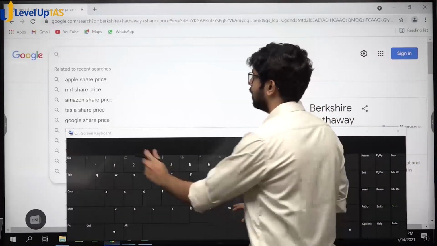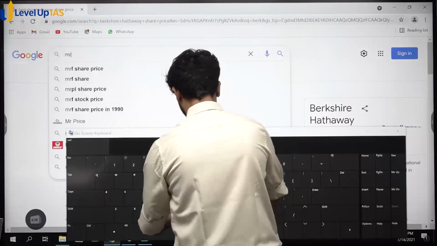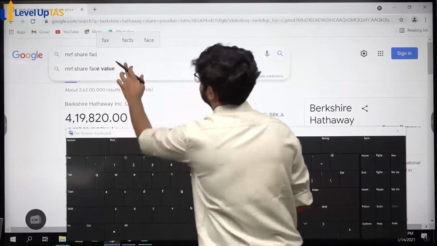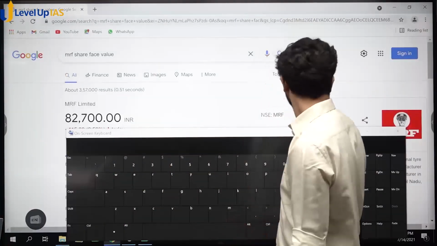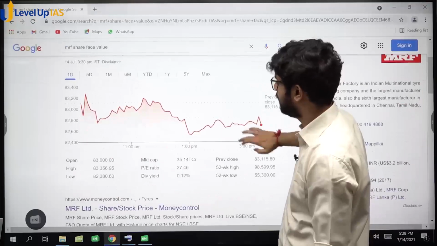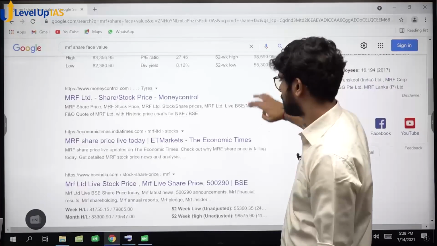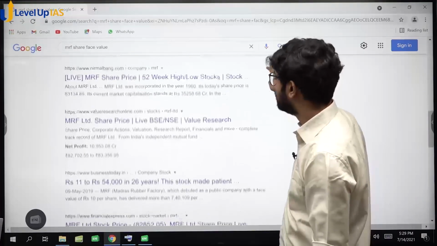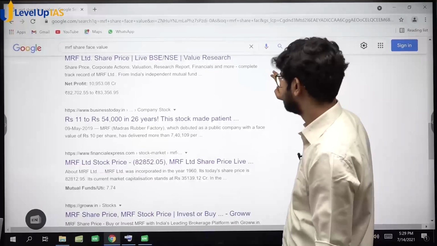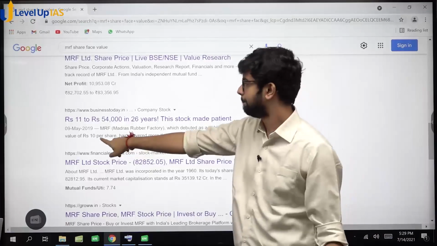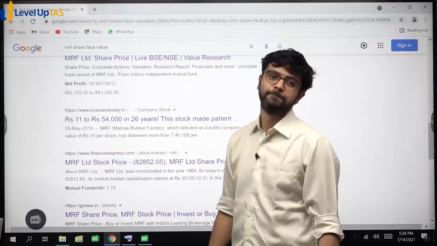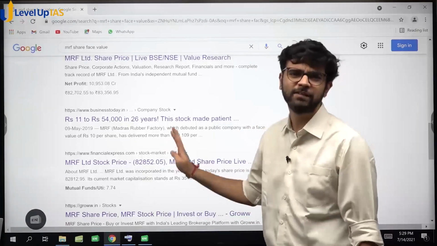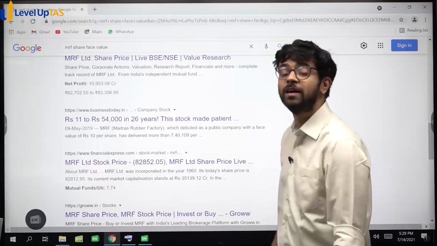हाँ, now MRF share face value. ये सब मार्केट प्राइस ही दे रहा है. Not giving face value. Face value of MRF share is... now trading at 80,000. Face value has no relation with market value. वो तो starting में है when it was issued.